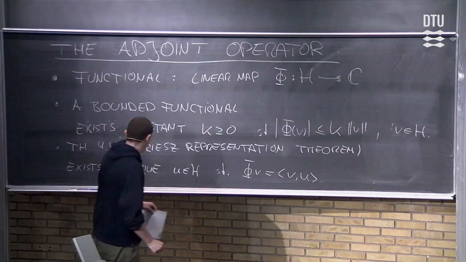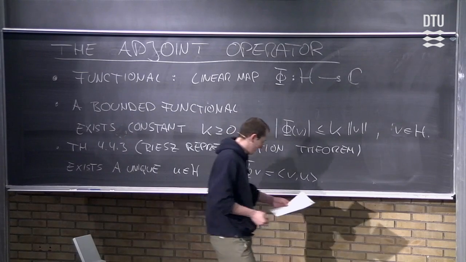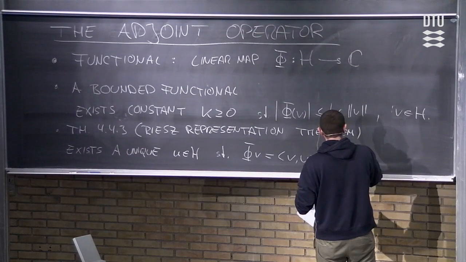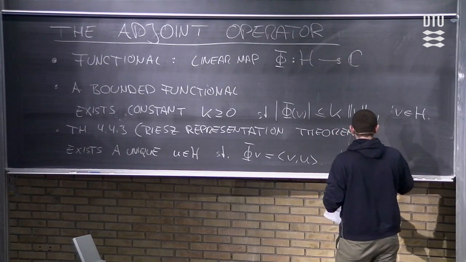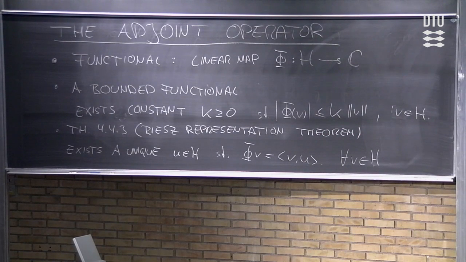I know in the book it is written w here, but I will call this u, so we don't confuse it with a w I will use later on. And again, this holds for all v in our Hilbert space. Okay. And what we want to do now is to consider the following.